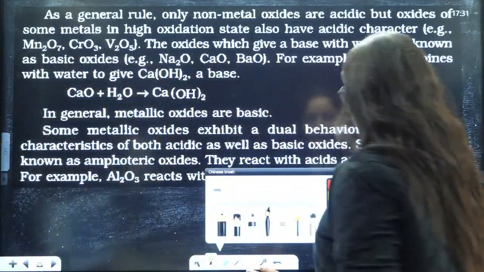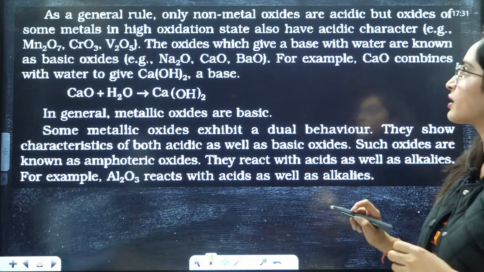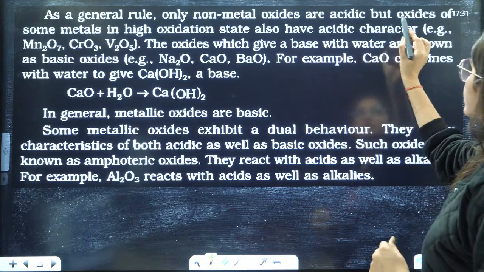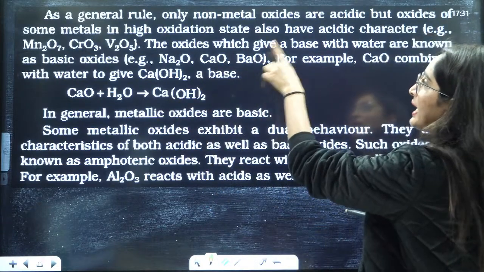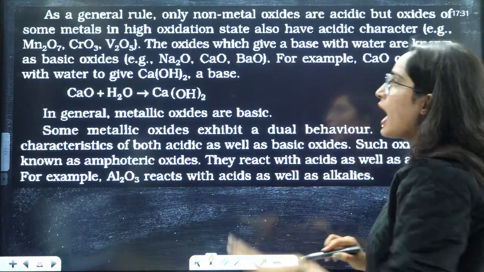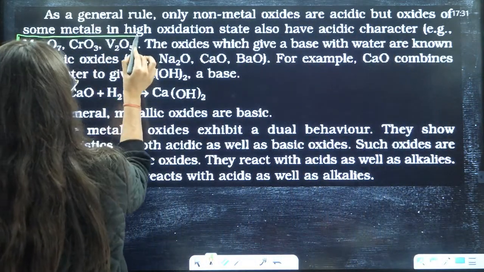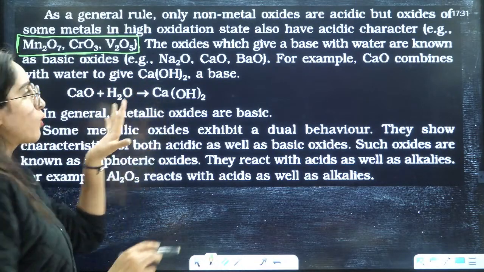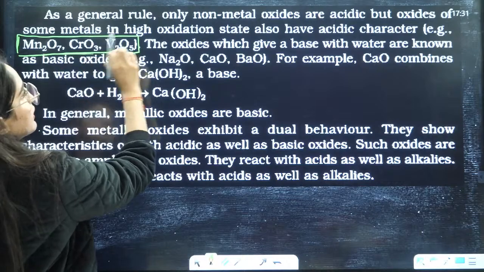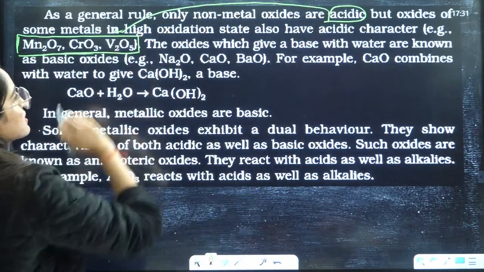Then you have, as a general rule, only non-metal oxides are acidic oxides. But oxides of some metals in high oxidation state also have acidic character, and these are Mn2O7, CrO3, V2O5. These are also acidic oxides, right?